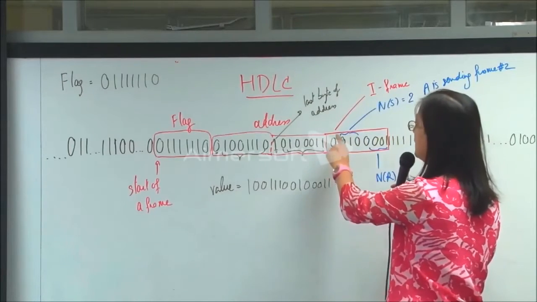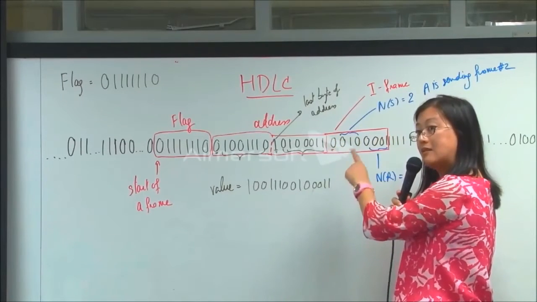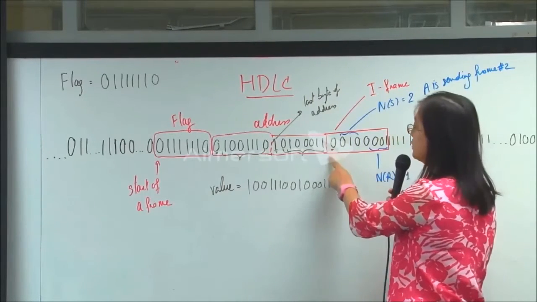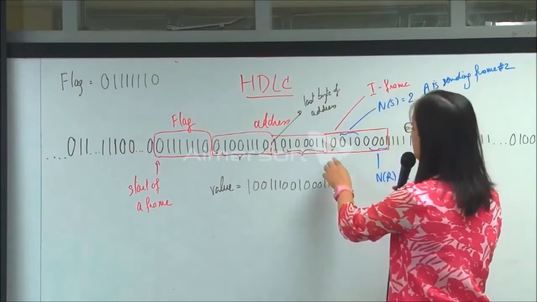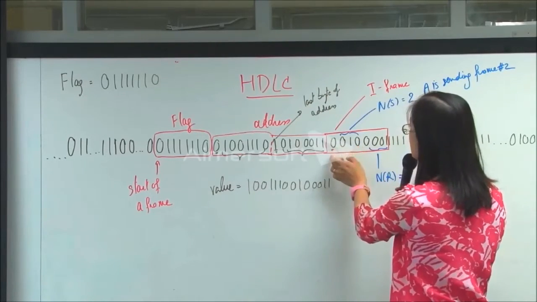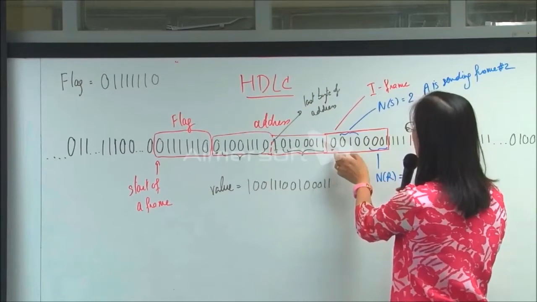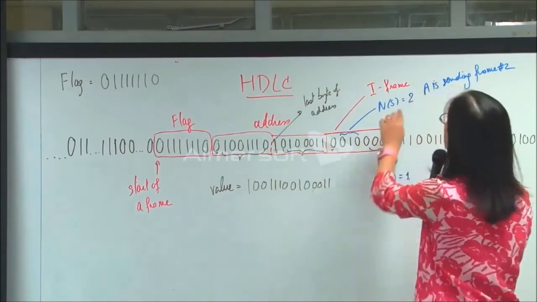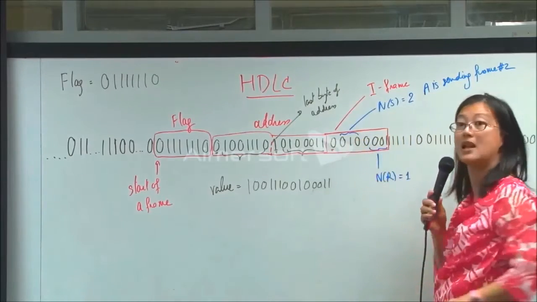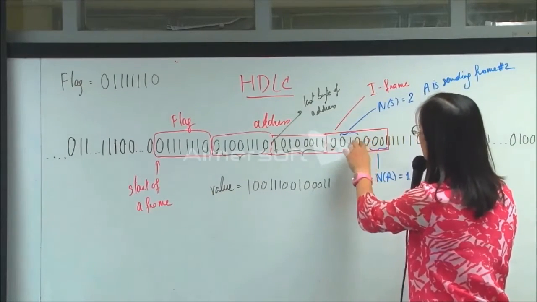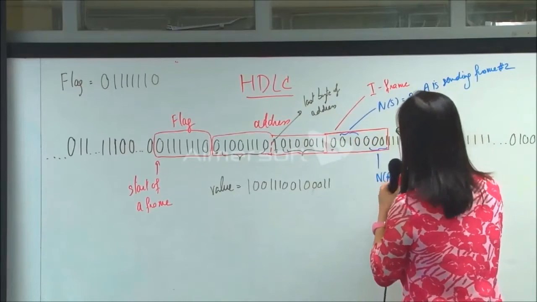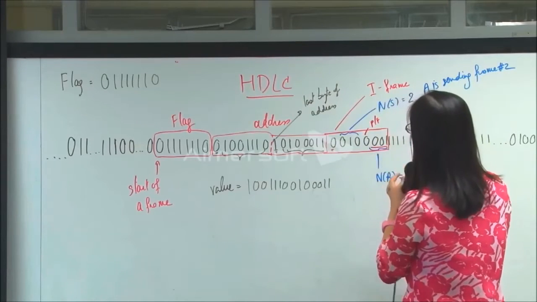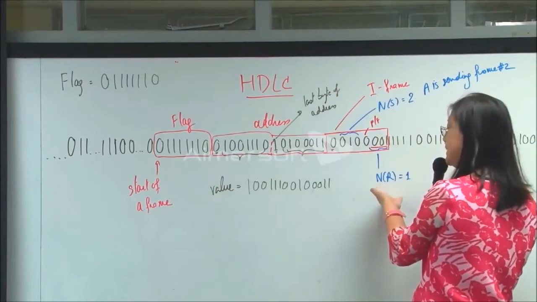The first bit tells you what kind of frame it is. If it starts with 0, it's an I frame. If it is 1, 0, it's an S frame, supervisory frame. If it's 1, 1, it's a U frame, the unnumbered frame. Okay, and then the next 3 bits: if it's 0, it's an I frame, and the next 3 bits tell you the send sequence number. So A is sending frame number 2. You read from the binary values. Okay, and we skip the poll final bit for now. Then we look at the next 3 bits after the poll final, which is the receive sequence number.